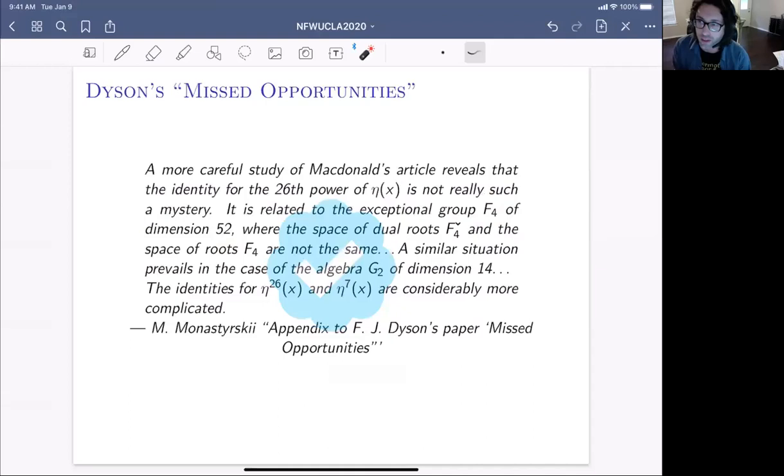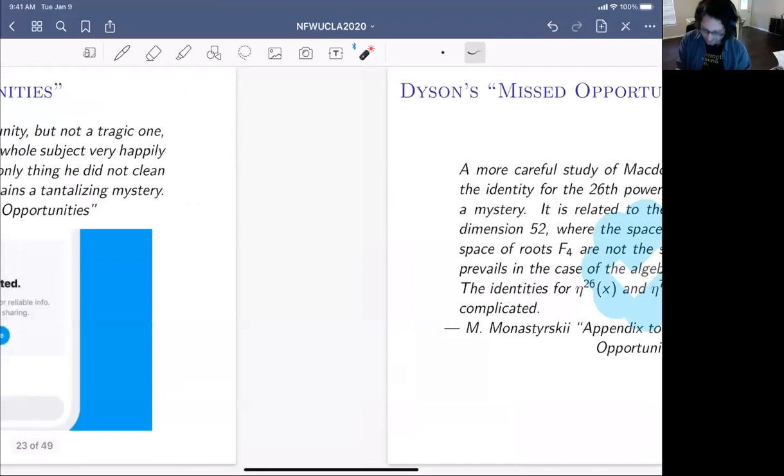So you can see that once you have two root lengths, things get messy and annoying, and you have to start putting check marks everywhere. Very, very annoying. Okay, so missed opportunities. Very nice. He says the identities for 8 of the 26 and 8 of the 7th are considerably more complicated. And then he just leaves it at that. He doesn't even state them. He just doesn't say them. So that's very helpful.